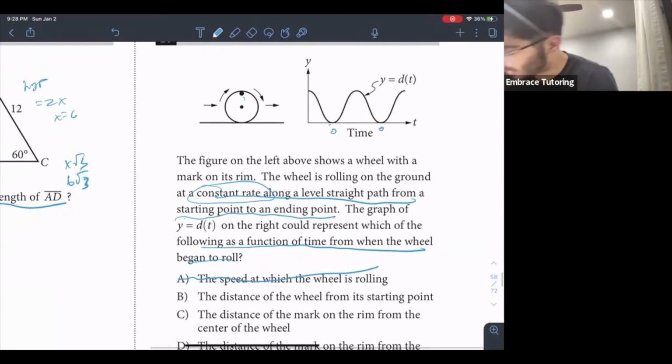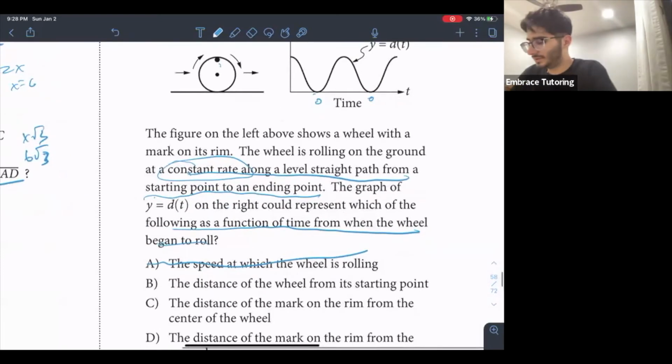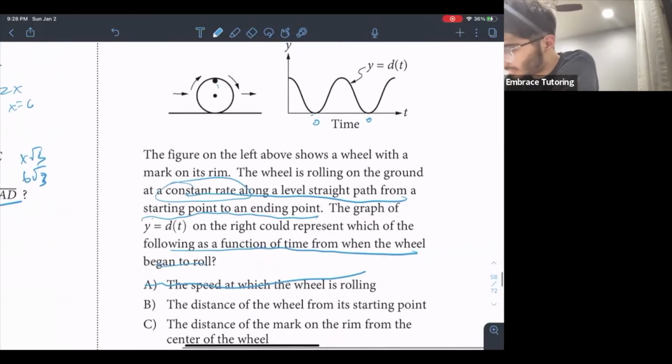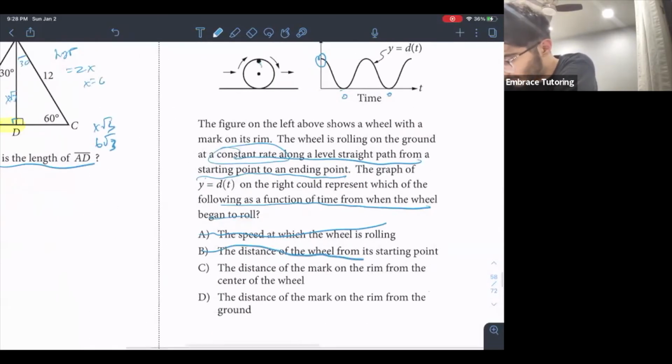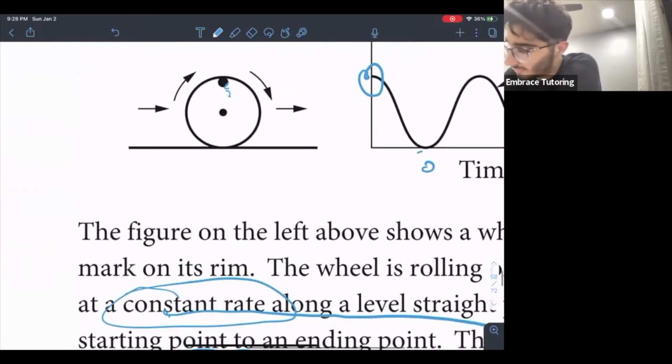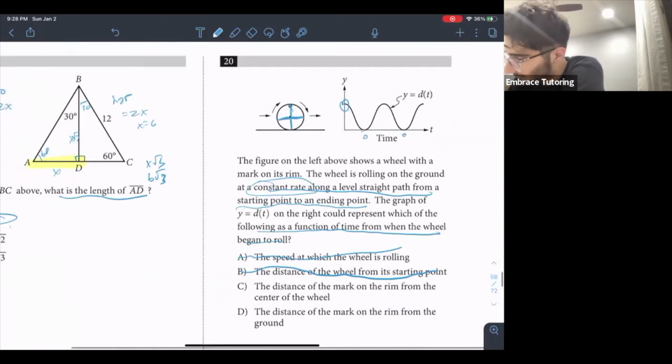The distance of the wheel from its starting point, this would not make any sense, because if it's the distance from its starting point right here, then it would start at 0, but it doesn't. It starts at some numerical value that is not 0, which means that B cannot be correct either. Choice C, the distance of the mark on the rim from the center of the wheel. From the mark on the wheel to the center is always constant because it's the radius. It should always be constant. But it's not, because it changes throughout, meaning that it can't be C either.